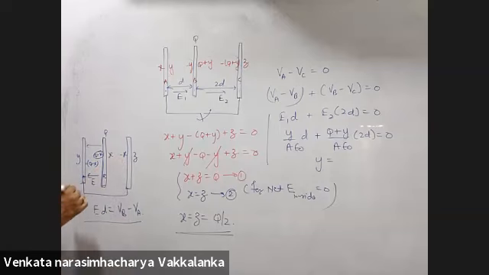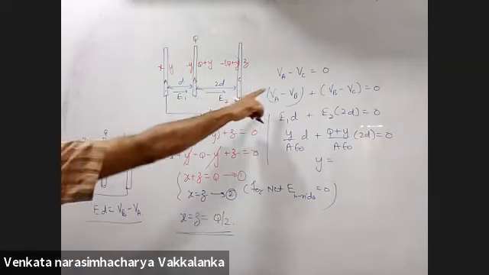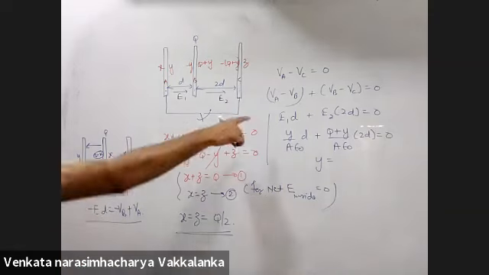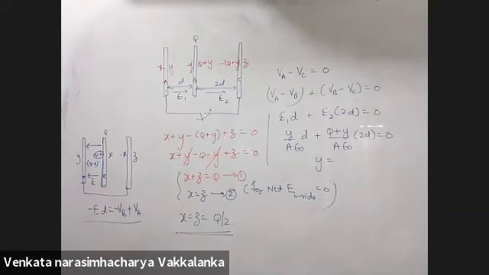If you are taking this as positive, this as negative, take this as the direction of the field. Field into distance, I'll get VB minus VA. If I want VA minus VB, put a negative sign in front of this. That value you substitute, you'll get the answer. So I'll get q minus x into d by a epsilon naught, right? Q minus x by a epsilon naught into d with a negative sign.